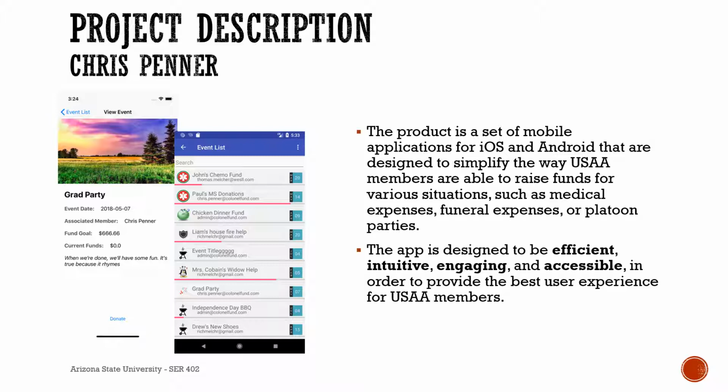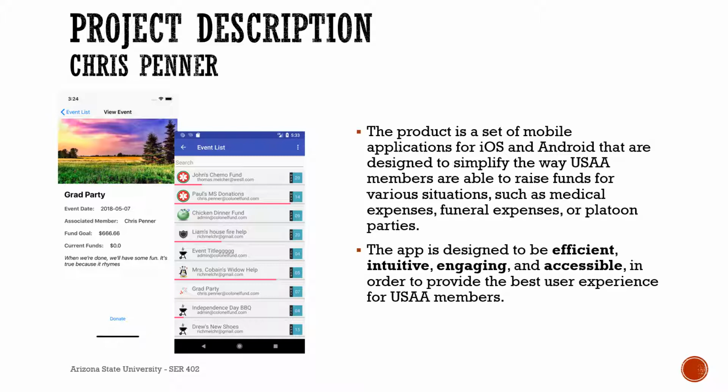The app was designed with 4 key design principles. It needs to be efficient, intuitive, engaging, and accessible. Otherwise, the users are more likely to get frustrated and give up using the app. For efficiency, the ability to sign in with Facebook, Google, or a USAA account allows members the option of logging in with whichever account is most convenient for them. Quick payment processing with PayPal, credit or debit cards, Venmo, Apple Pay, and Google Pay allows members to transfer funds using whichever method is most convenient for them.